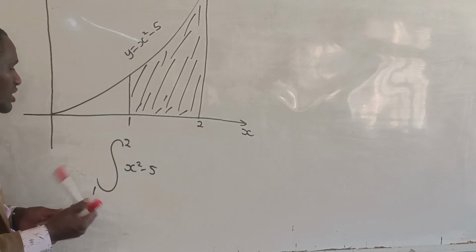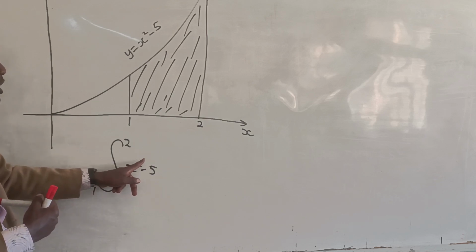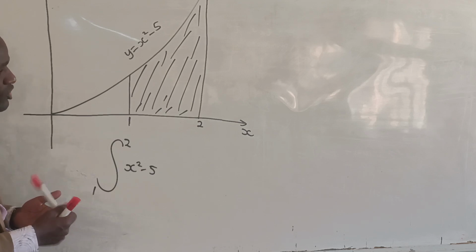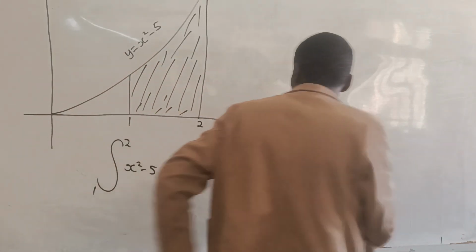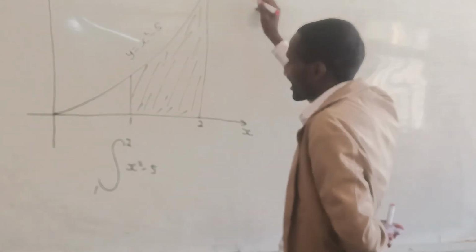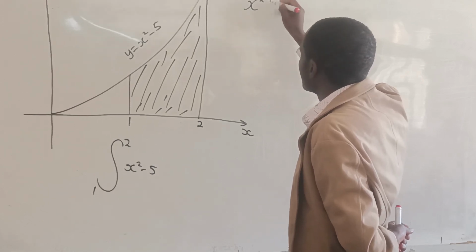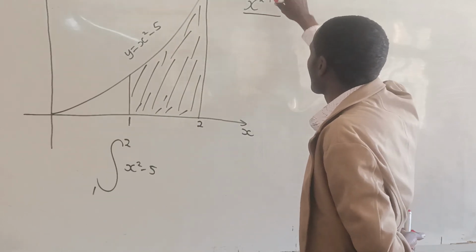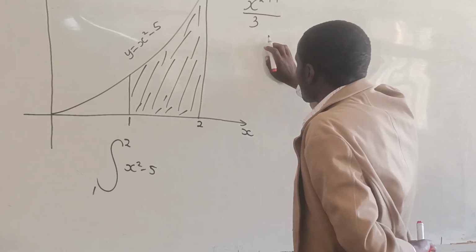We were told in our last topic, calculus, that integrating means increasing the power to which x is raised by 1 and dividing by the new power. So we are going to have x squared, then we increase the power to which x is raised by 1 and get the new power. Then we divide all through by that power.